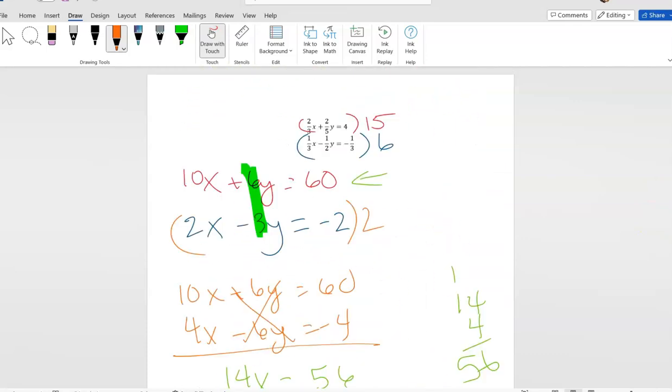So hopefully this helps you with the process and doing it. Don't let those fractions scare you. First thing you do, get rid of them, clear them. Use that least common denominator and multiply through by it.